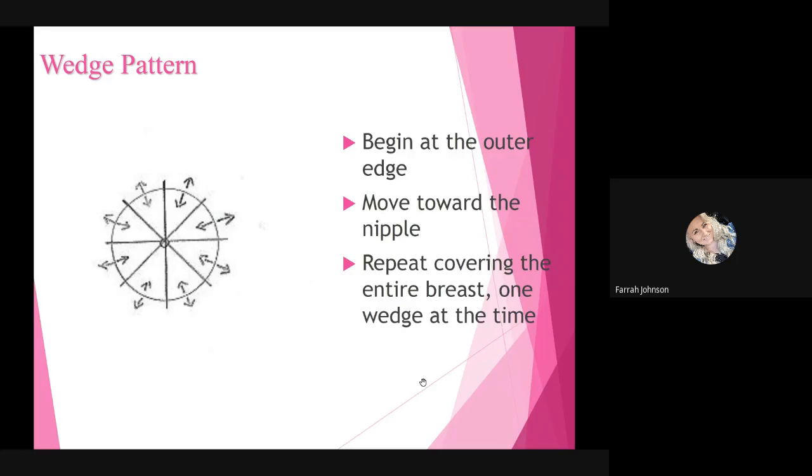And then lastly, you have the wedge pattern. This is where you begin at the outer edge and you slowly move towards the nipple and then back out towards the border, repeating to cover the entire breast one wedge at a time. You'd basically think of it like a pizza, and you're covering each slice by going from the crust towards the nipple, and then you'd come back out. Okay, and you would do that in a wedge-like fashion until you covered the entire breast.